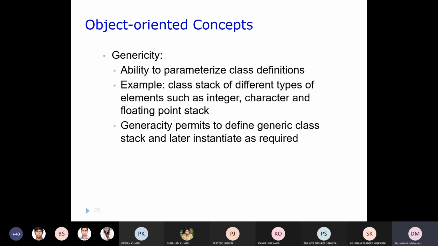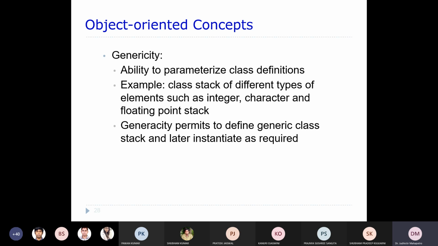There is a concept called genericity. It is equivalent to the template class in C++, as well as the generic class concept in the Java programming language. Here you can parameterize a particular class, such as a class stack of different types of elements: integer, character, floating point. Now you create a stack.